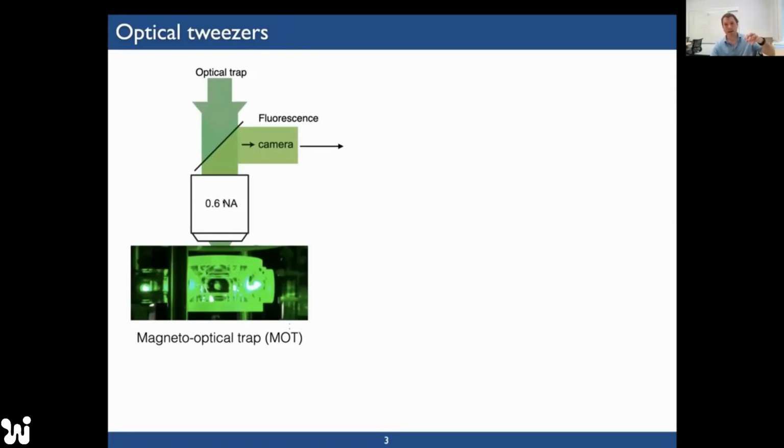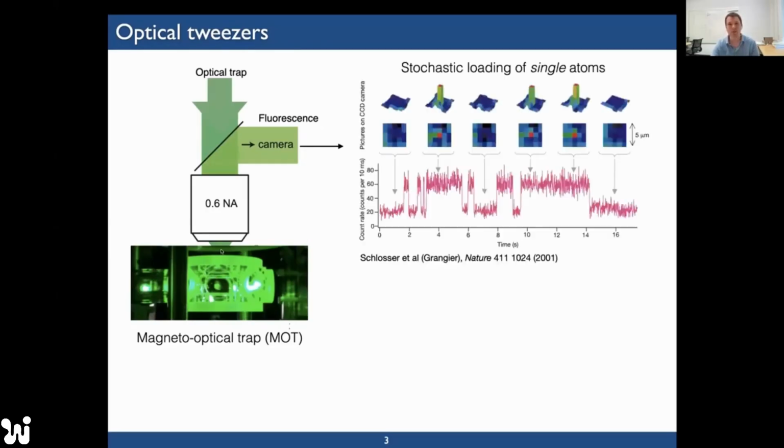To make these optical tweezers, we put a microscope objective on top of this vacuum chamber, and then we take a laser beam that's detuned away from the resonance of the atoms and focus it down through this objective, and that makes a very tight tweezer potential for the atoms. Then we can image fluorescence from the atoms onto a camera, so we can see what comes from just that tiny volume where the optical tweezer is.